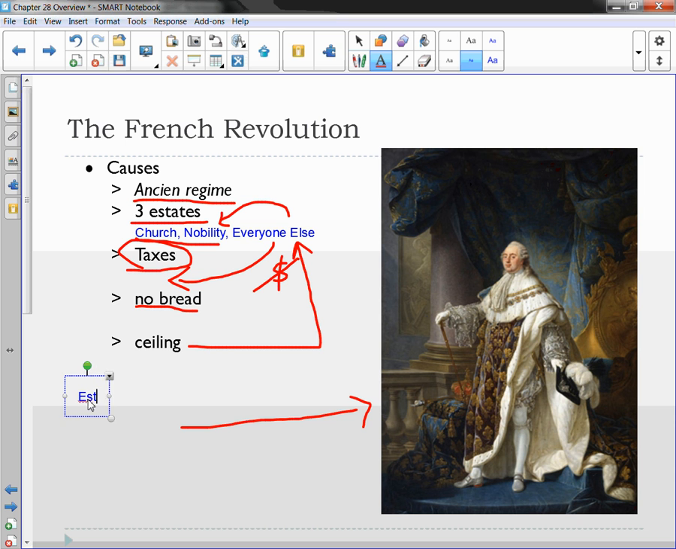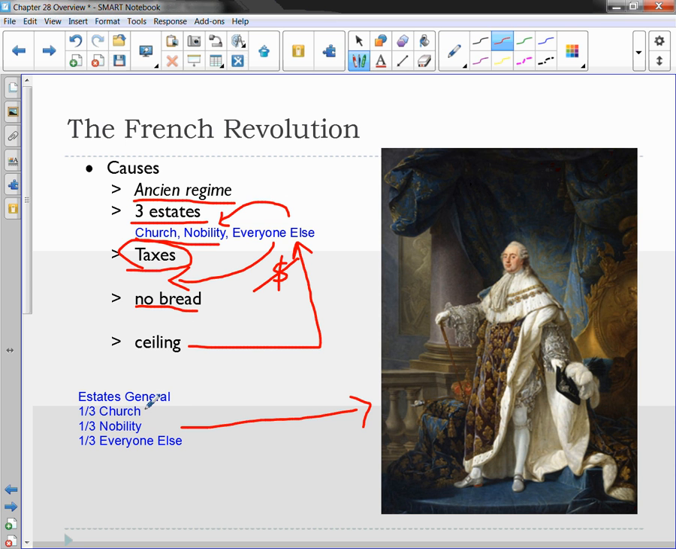So the Estates General was one third representatives from the church, one third representatives from the nobility, and one third representatives from everyone else. And guess what? Two groups always voted together to get rid of their taxes or to vote down taxes that were levied at them. The church and the nobility. And that's how everyone else ended up paying all the taxes in France. Problem was that wasn't enough revenue.